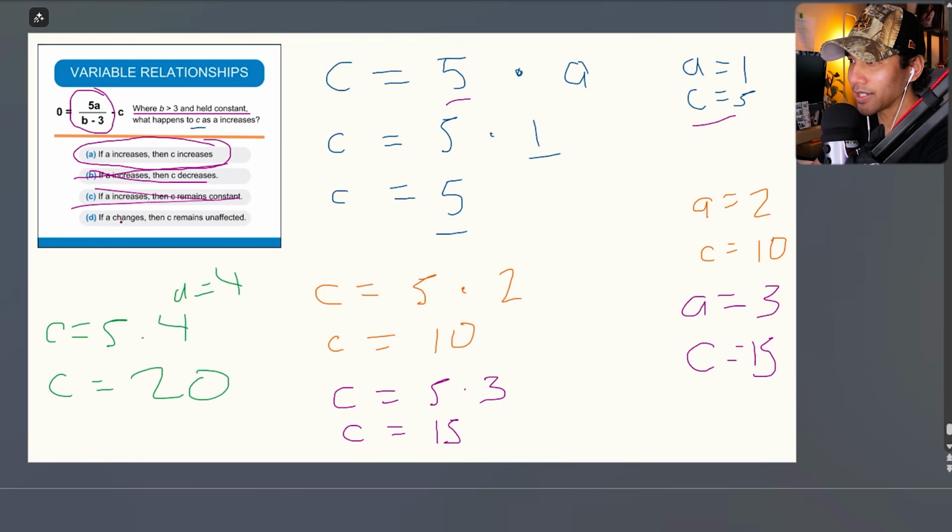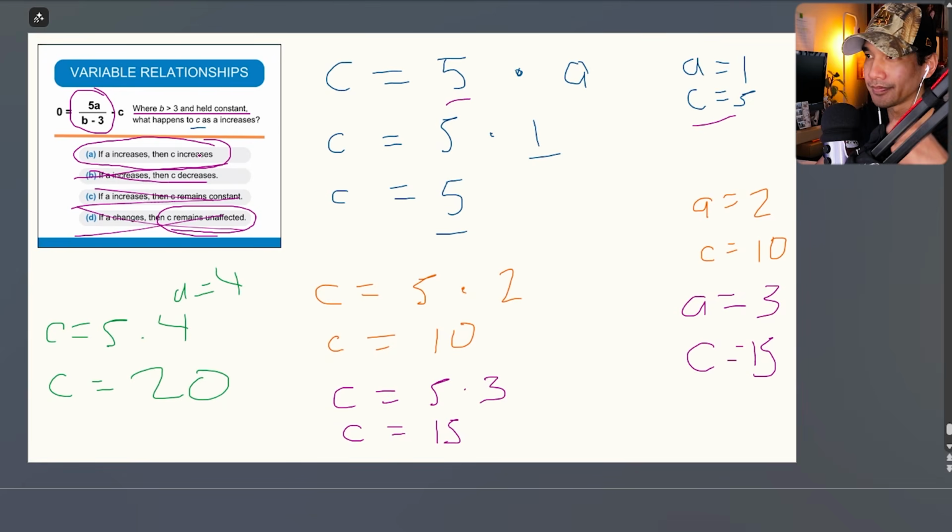That's just a fancier way to say C. If A changes, so it could be less than, we could choose lesser numbers. We could have just chose 3 and then went down, or just went up or down. It doesn't matter. C remains unaffected. No, C changes as A increases or decreases. So we disprove D. So again, A is your answer here.